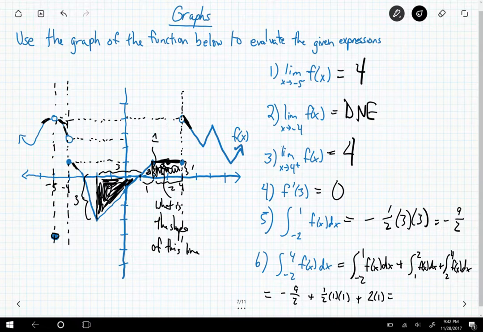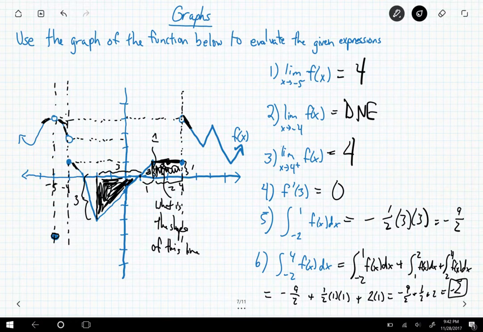So notice this gives us -9/2 plus 1/2 plus 2. That's -8/2, which is -4, plus 2, which is equal to -2. And that is our final answer for that one.